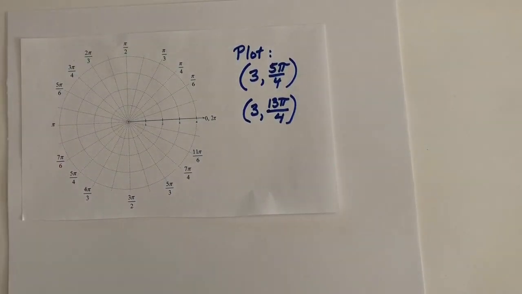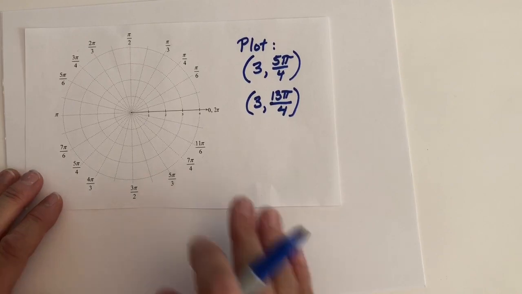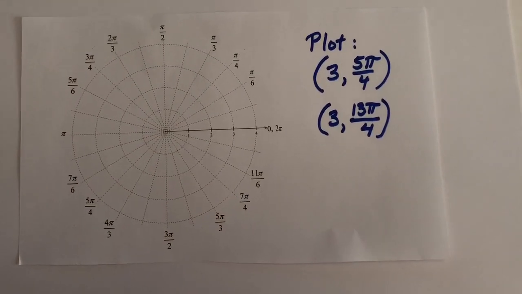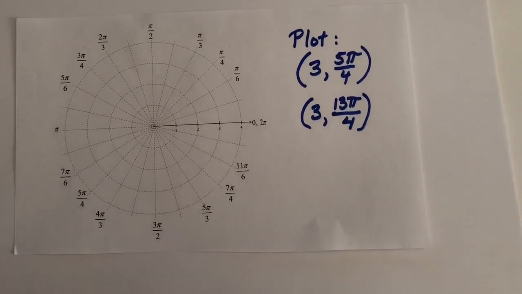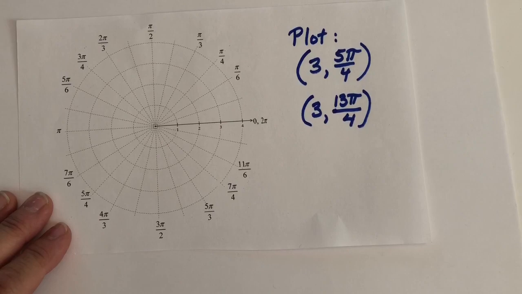This one. We're going to plot these 2 points. Let me come in a little bit closer here. I have a little smaller grid, not as many lines to look at.